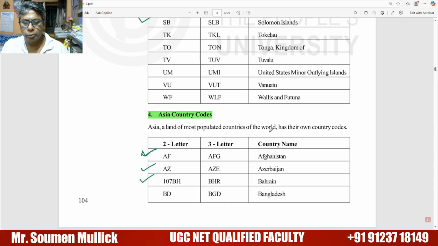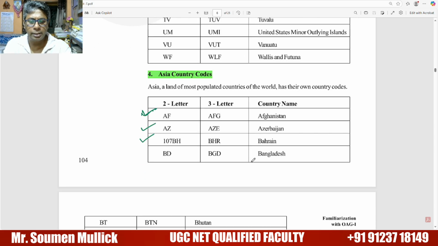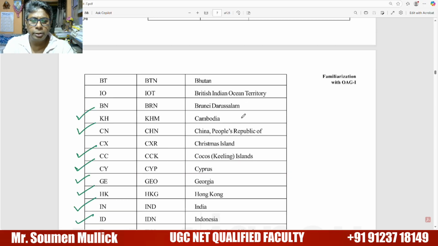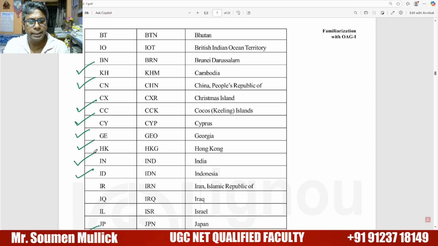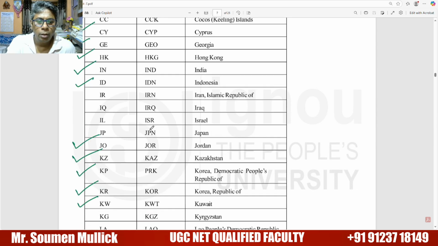Next, Asian country code. Afghanistan AF, 3-letter code AFG. Azerbaijan AZ is a 3-letter code. Next famous country, Cambodia KH. China, People's Republic of China, CHN is a 3-letter code. CC is Cocos Island, CCK is a 3-letter code. Cyprus CY, Georgia, Hong Kong, India IN, 2-letter code, IND is a 3-letter code. Indonesia ID, IDN.